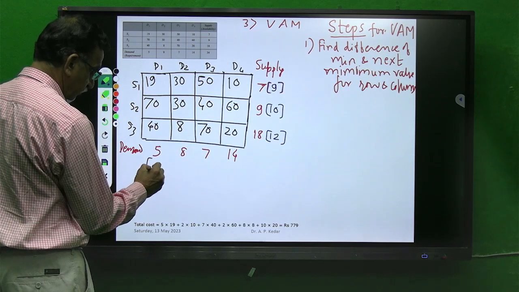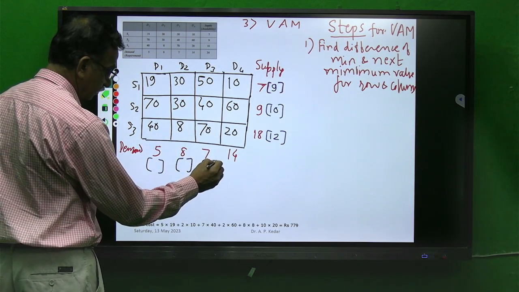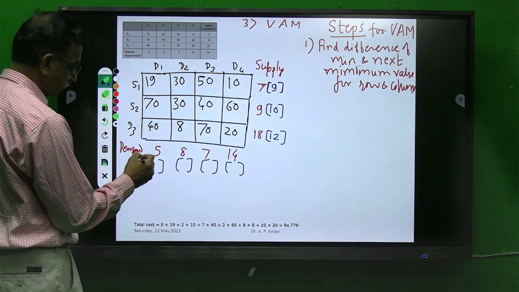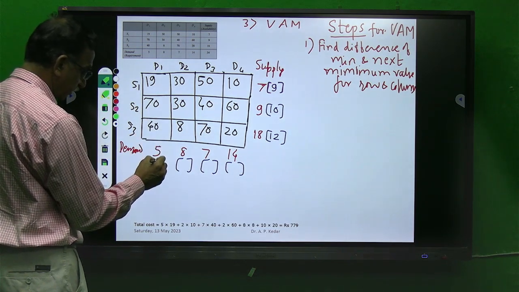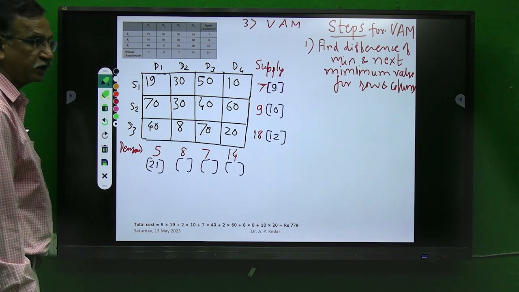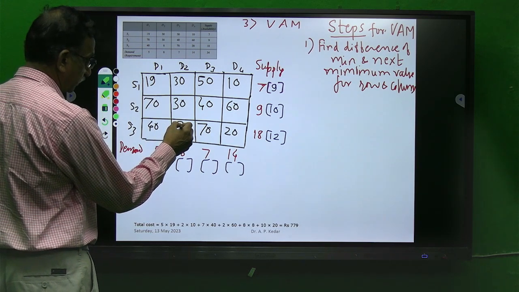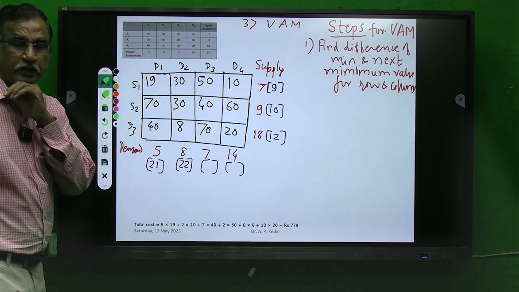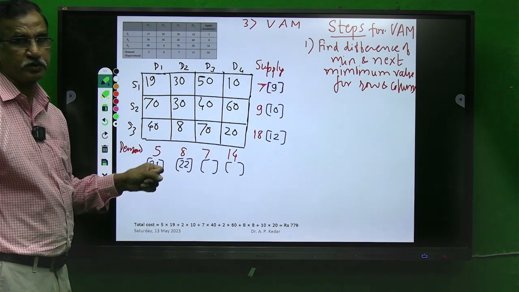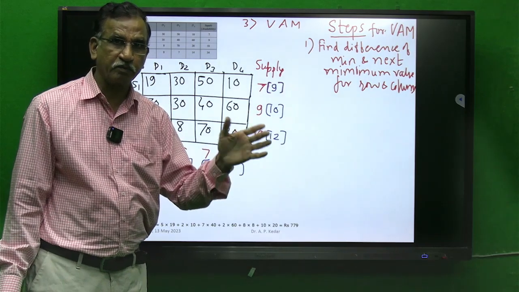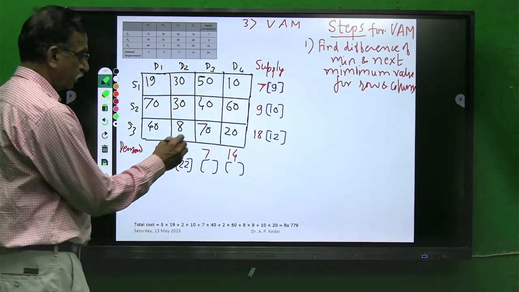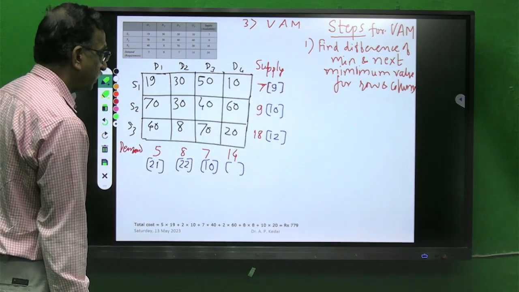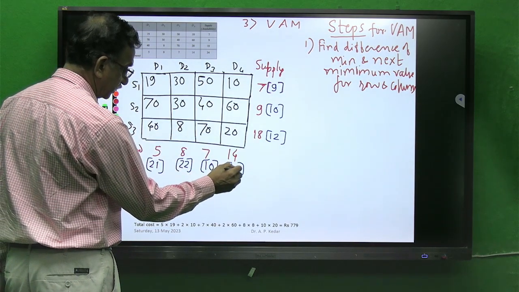Rows is over, now we will find it for column. We will find the difference for column, and in that 19 is minimum, next is 40, it's 21. Then minimum is 8, 22. Now there may be a question in your mind, sir, suppose minimum is 8 at two places. So go by this wording, minimum and next minimum, 8 and 8, difference 0. Here minimum is 40, 50, difference is 10. Here minimum is 10, next minimum is 20, difference is 10.